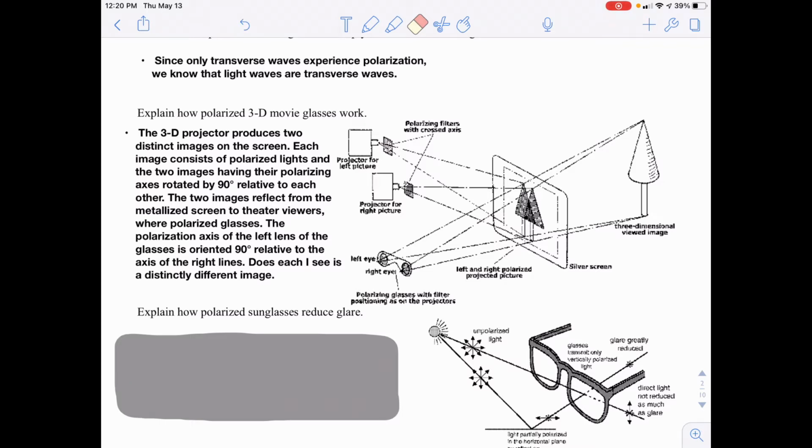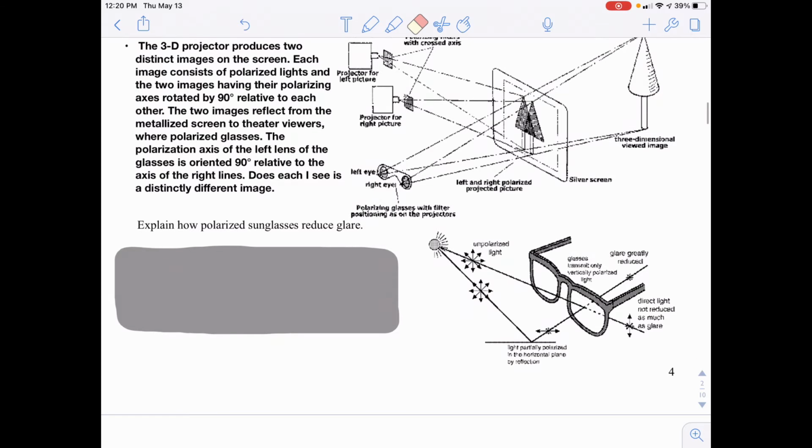Each of the polarized glasses will, in turn, have a left eye and a right eye with polarized filters, also 90 degrees relative to each other. In other words, each eye will see light passing through it slightly different to create depth perception or a three-dimensional image. Polarized sunglasses work very similarly.